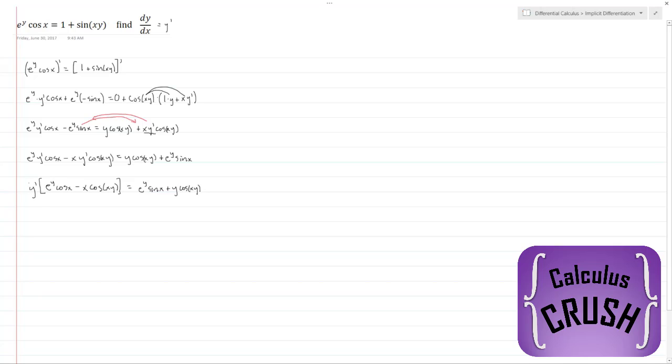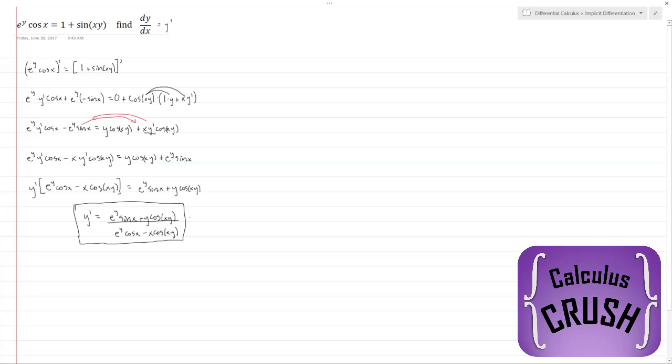So now we need to get y prime all by itself, so we need to divide both sides by this big guy here. So finally, we're able to get y prime all by itself, and we've got e to the y sine x plus y cosine of xy on the right side, all divided by e to the y cos x minus x cos xy. And there you have it. We've managed to get y prime all by itself.